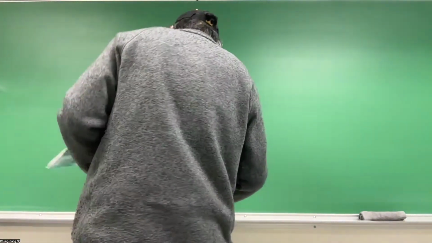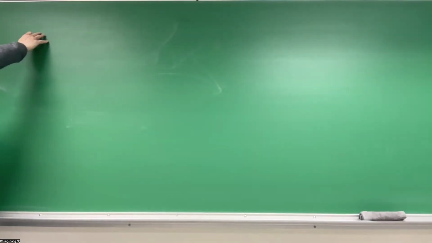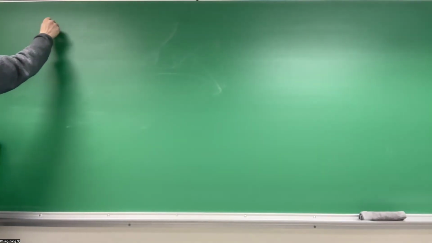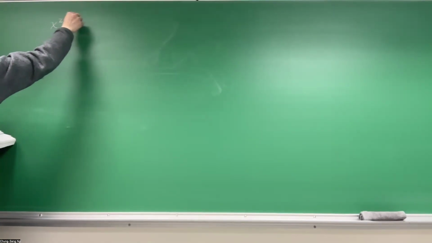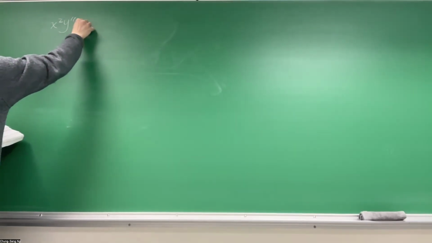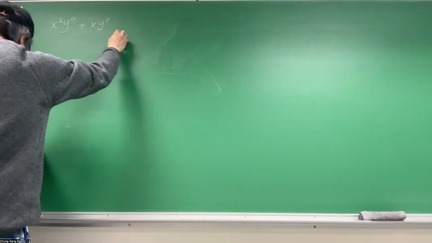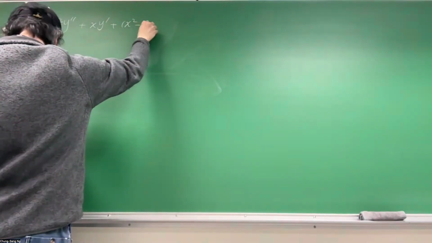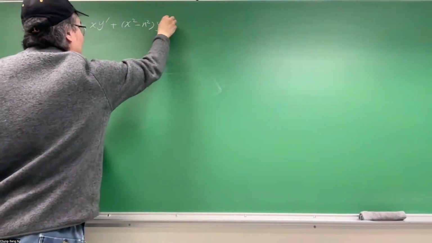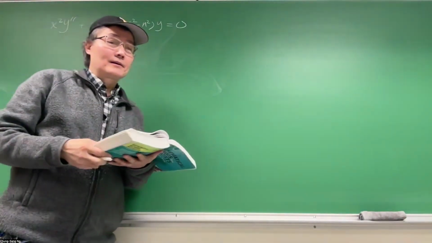Equation. Let's write down the equation here. The form is written as this: x squared y double prime plus x y prime plus (x squared minus n squared) times y. n is a constant, and it's not necessarily integer.